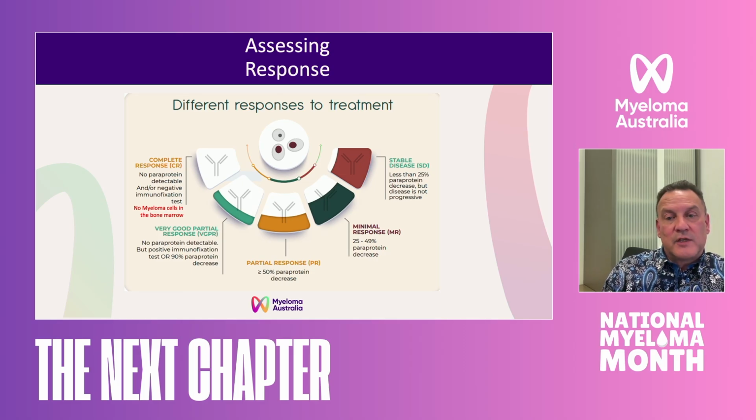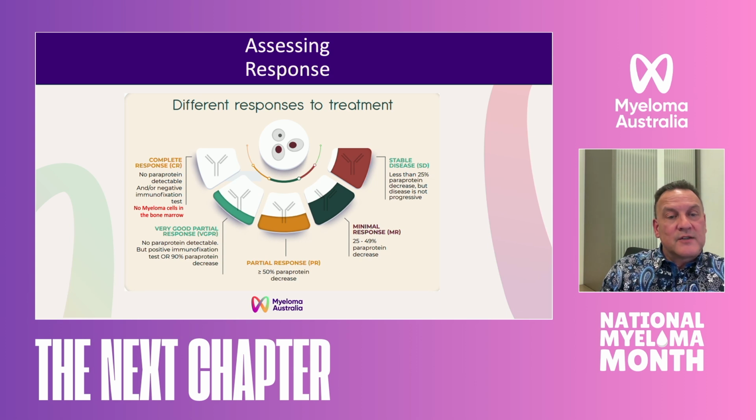So if the paraprotein changes by less than 25%, that's called stable disease. If it falls by more than 25% to less than 50%, that's called a minimal response. Partial response is more than a 50% reduction in the paraprotein. And if your level falls by more than 90%, this is a very good partial response and telling us that patients are having very good remissions, and are likely to stay in remission for a long time.